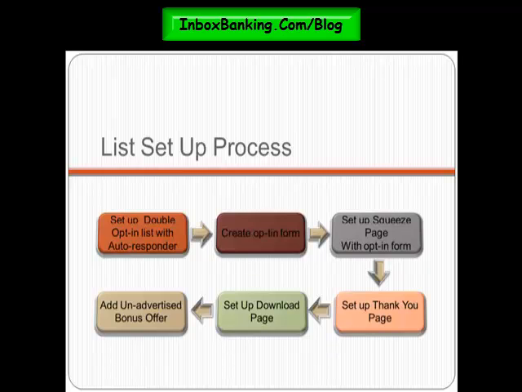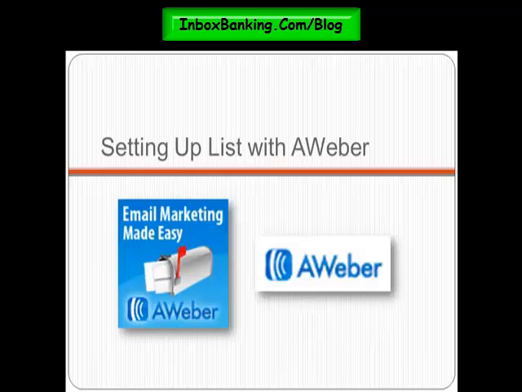And then you'll want to consider adding an unadvertised bonus offer of some sort to basically allow you to generate more commissions, or add a relevant offer to the download page. That way you can make more commissions and a little more money on the back end. So that's kind of the process here. You need to set up your list, create the opt-in form, and then get that opt-in form into the squeeze page and get it up and on the internet. So I'm going to actually go over to AWeber now and actually show you step by step how to set up this list with AWeber.